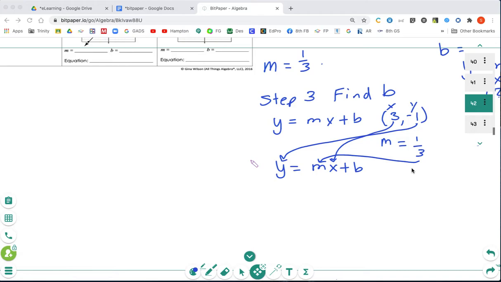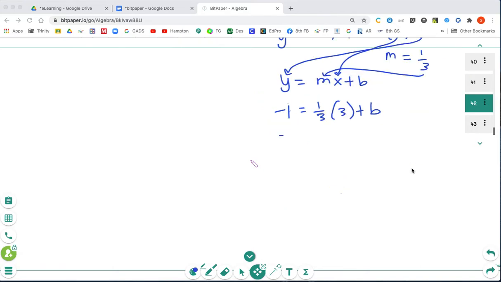So I'm going to have -1 is equal to 1/3 times 3 plus b. On my calculator, I'm going to multiply 1/3 times 3, which is going to give me 1 plus b. Is the variable on the left?